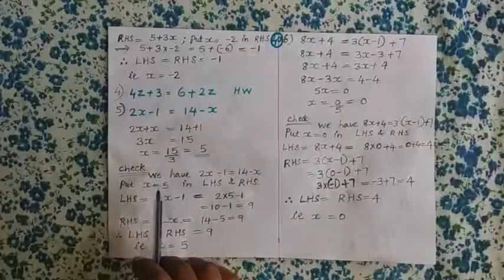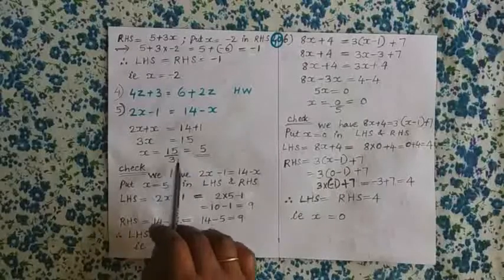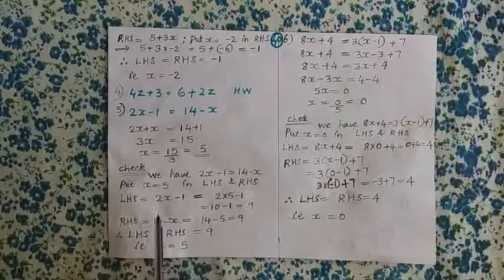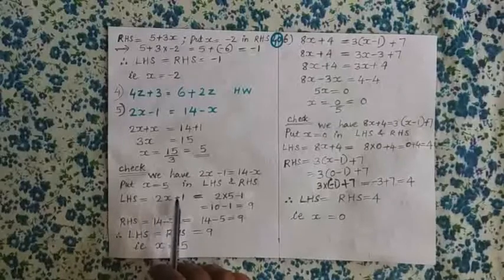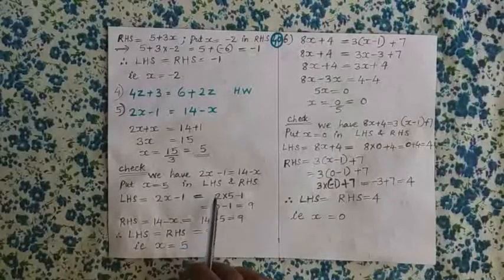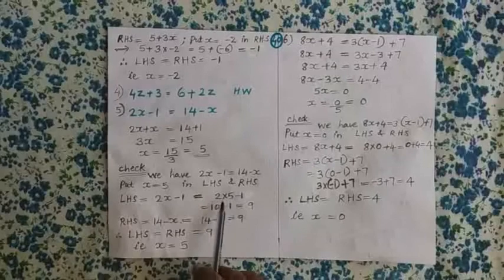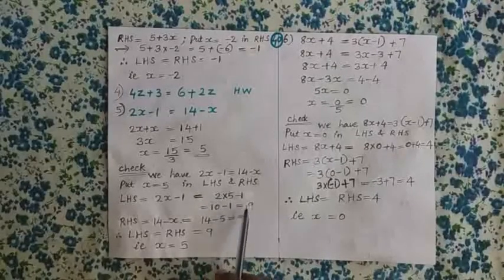Now, we have to check, so we are putting the value of x as 5 in LHS and RHS. First, let us solve the LHS part. That means 2x minus 1 is equal to 2 into 5 minus 1. 2 into 5 is 10. 10 minus 1 is 9. We got the LHS value as 9.